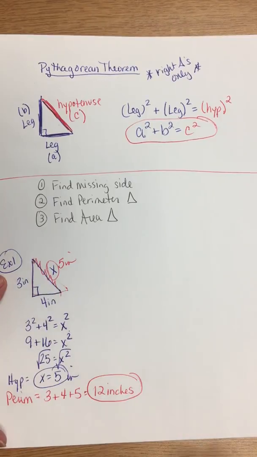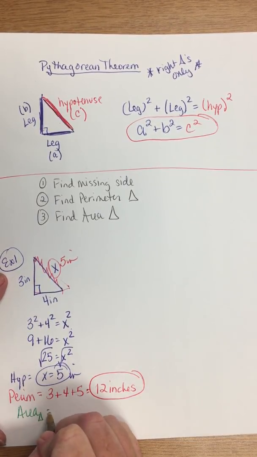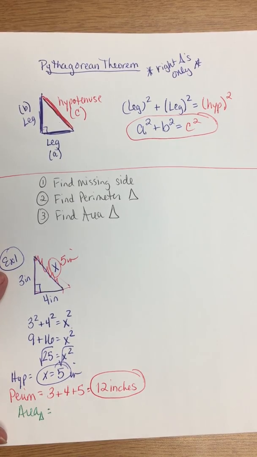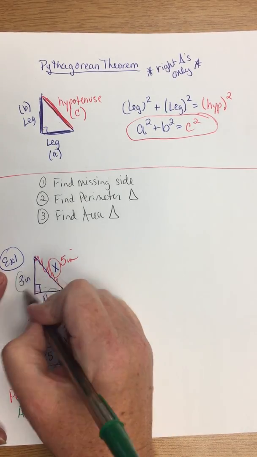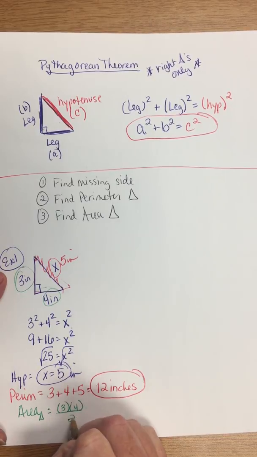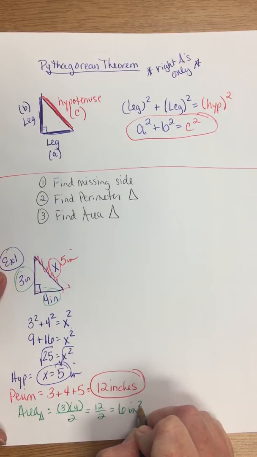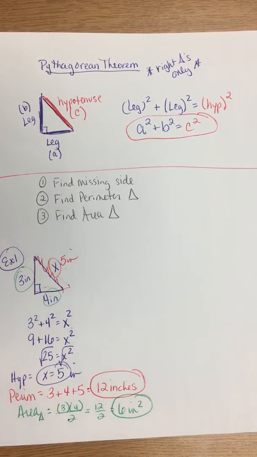And then area, which we've done already, area of the triangle is base times height divided by 2. So my base and height are your legs. So I would do 3 times 4 and divide it by 2. And I would get 6 inches squared for my area. There are the 3 things you're going to find.